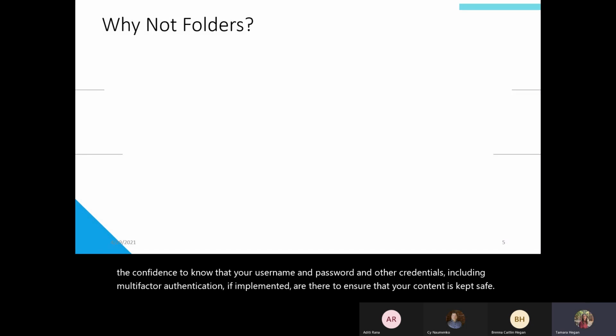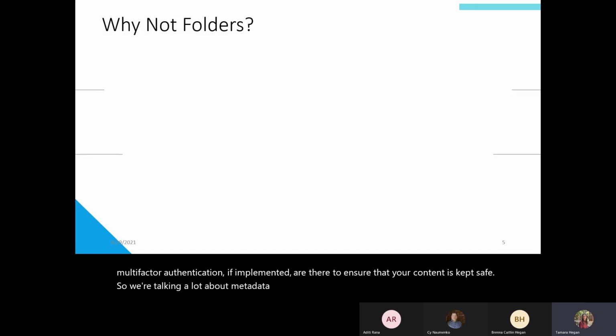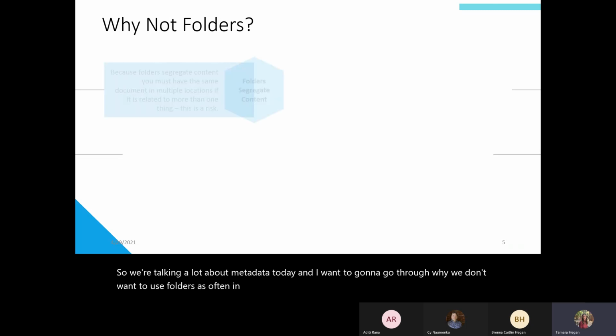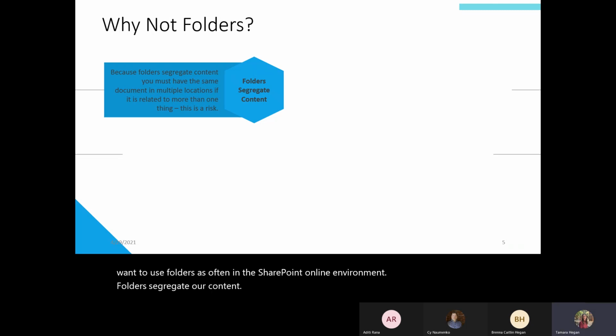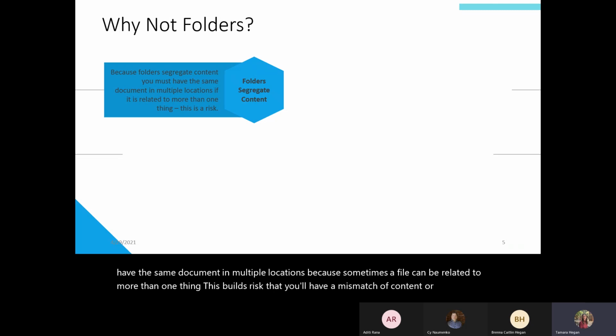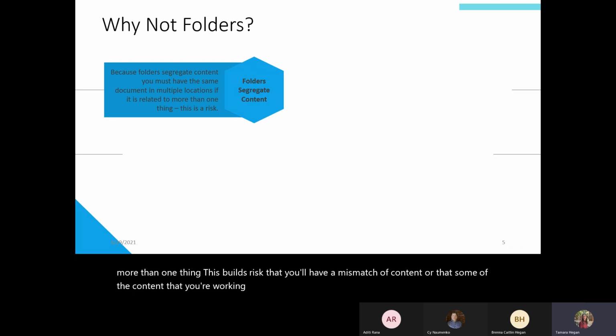So we're talking a lot about metadata today, and I want to kind of go through why we don't want to use folders as often in the SharePoint Online environment. Folders segregate our content. When you leverage folders to build your structure, you'll find that those folders mean that you have the same document in multiple locations because sometimes a file can be related to more than one thing. This builds risk that you'll have a mismatch of content or that some of the content that you're working with won't actually be found when looking for it by search.